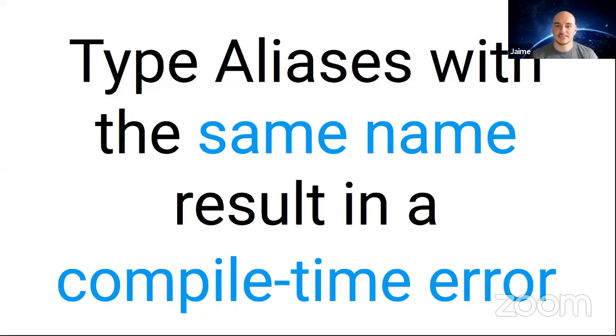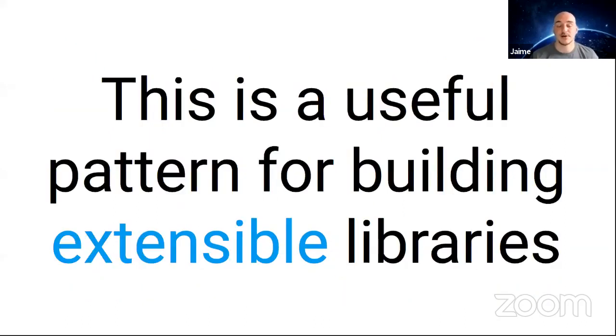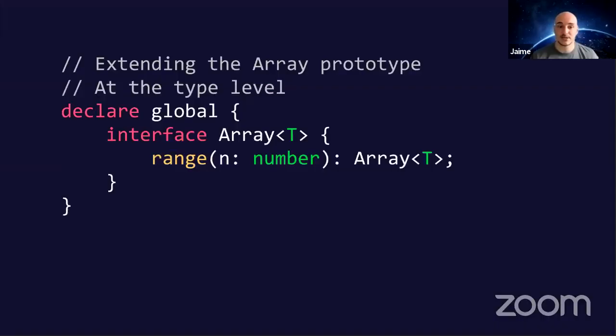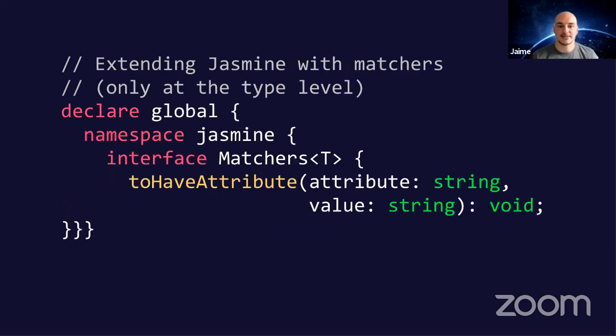Another difference is that type aliases with the same name result in a compile time error, whereas interfaces with the same name are merged. This is a useful pattern for building extensible libraries. For instance, here we're extending Array with a new function called range. That's how you do it. And here we're extending Jasmine with a new matcher. Something like you can say a certain DOM element has an attribute. This is how you could do it in TypeScript. You still need to have it in the value space. It's only for types.